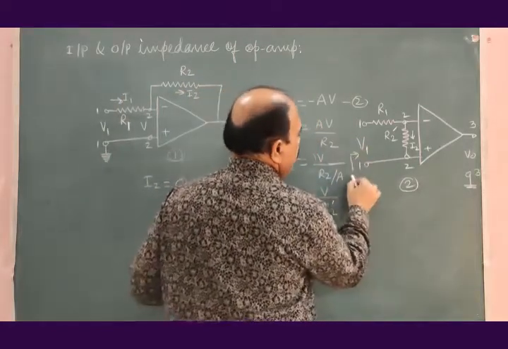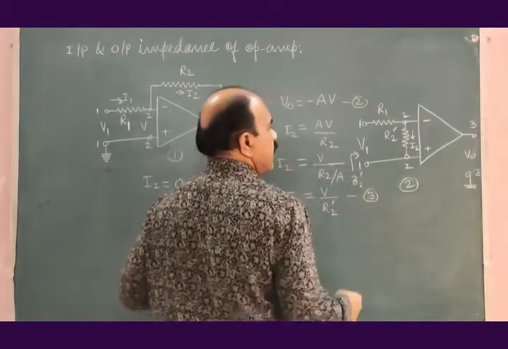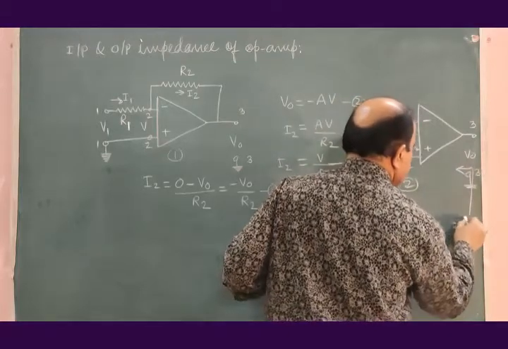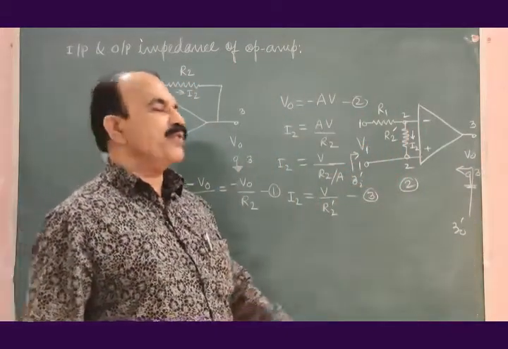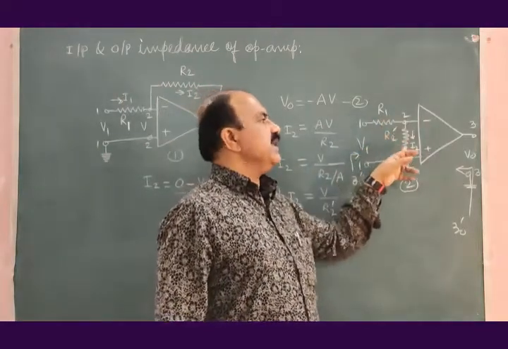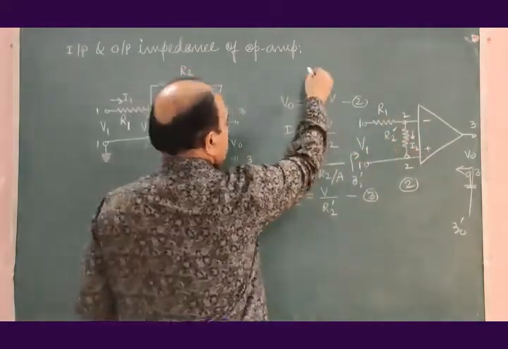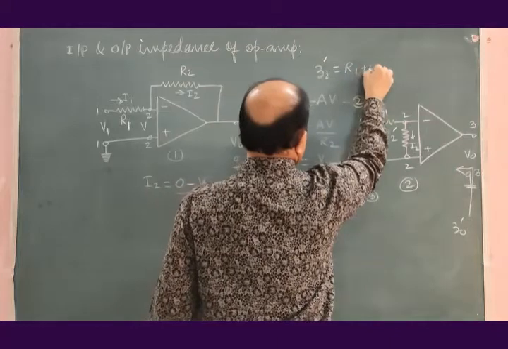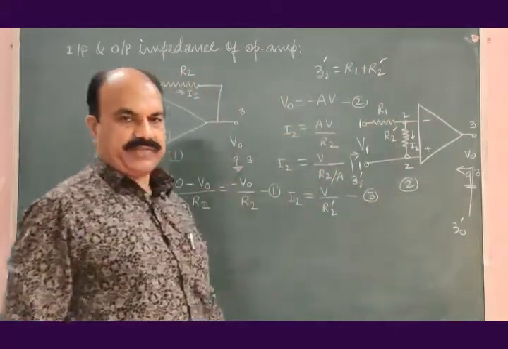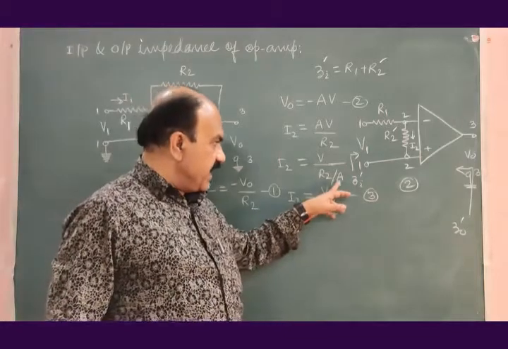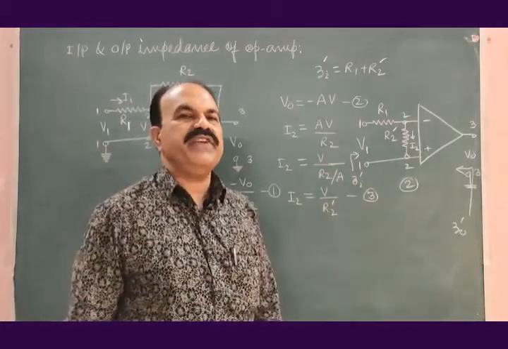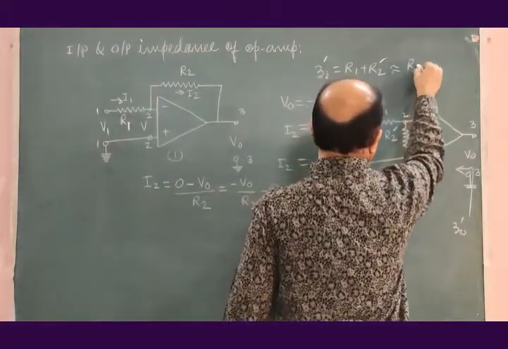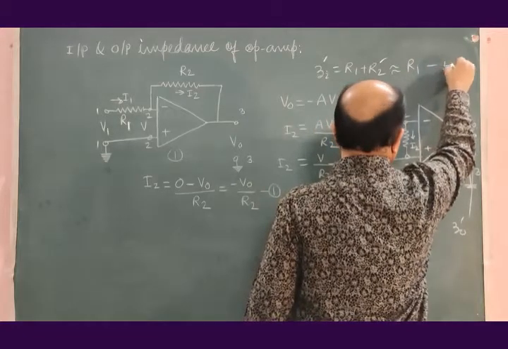The input impedance with feedback may be written as ZI dash. The output impedance with feedback may be written as ZO dash. From this figure, input impedance is a series combination of R1 and R2 dash. And therefore, here we can simply write ZI dash is equal to R1 plus R2 dash. As A is very large, this R2 dash will be very small. And therefore, this ZI dash can be approximately written simply as R1, equation number 4.